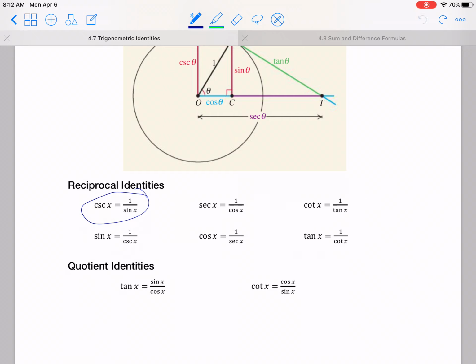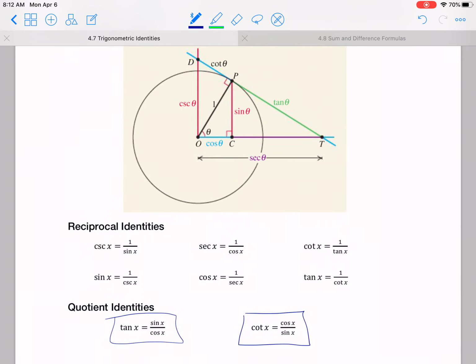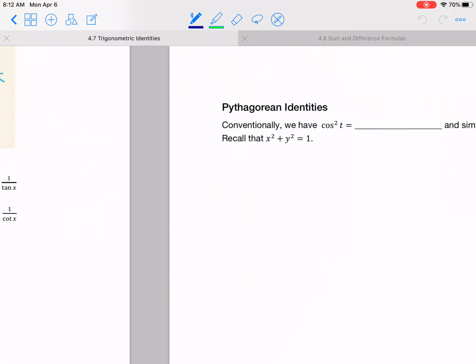And then after that, we have our quotient identities where we define the ratios: tangent is sine over cosine, which I just showed you above, and cotangent is cosine over sine, which you can also do with a similar triangle. I believe this triangle is similar to this one again, except this time this angle matches with that angle, and you can basically do it from there. Okay, so let's go ahead and move on here.